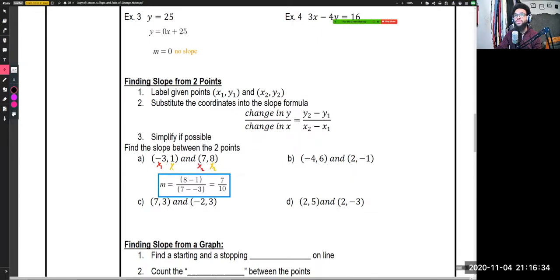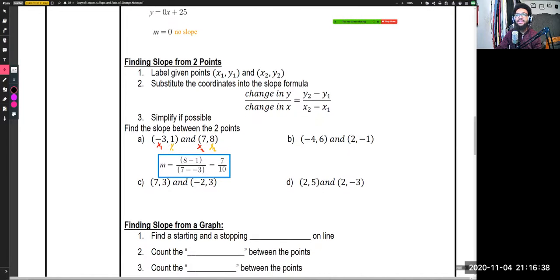I'm going to do C. You all do B and D. C says 7, 3 and negative 2, 3. When we do this one, I'm going to go and label my x's, x1 here. That x looks like a y. x1, x2, and now my y's are going to be y1, y2.